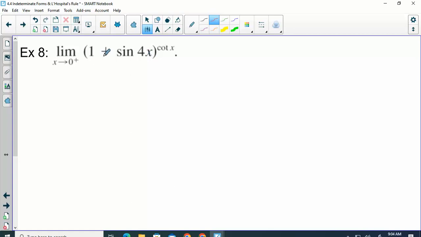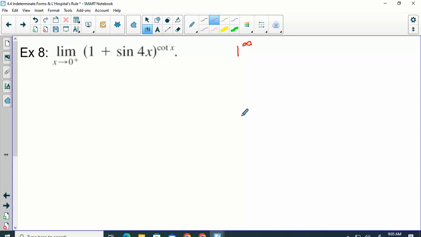1 plus 0 is 1. Okay, cotangent of 0. So we know tangent is top over bottom, so cotangent would be bottom over top. So it's got a vertical asymptote there, so it's infinity. So 1 to the infinity, is that an indeterminate form?